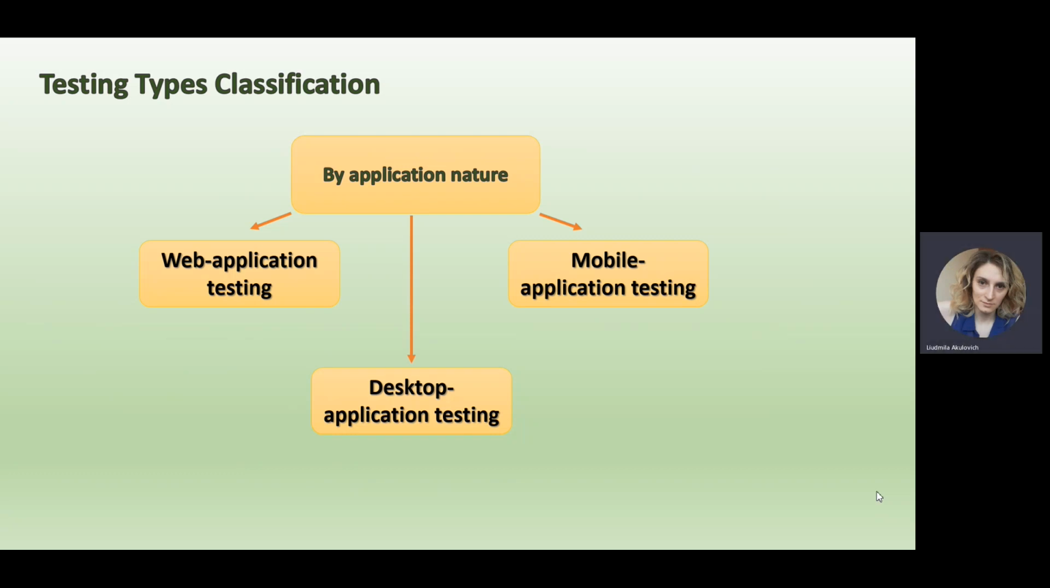For example, mobile application testing is usually now separated, a kind of field of testing that should be learned separately. So testing types by application nature means testing the application relying on the peculiarities based on their nature.